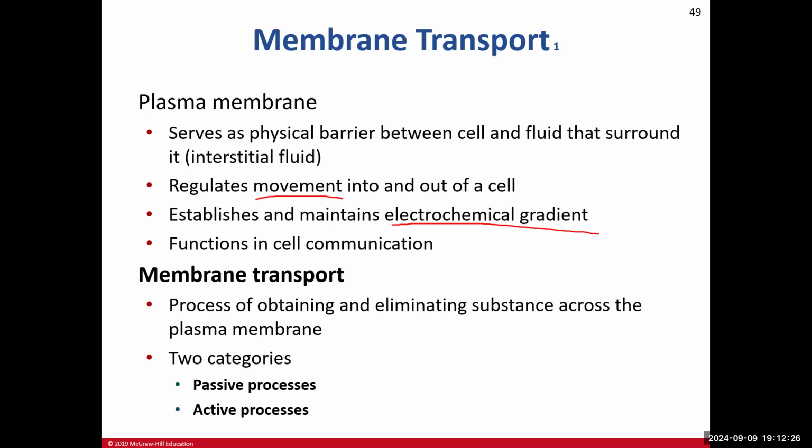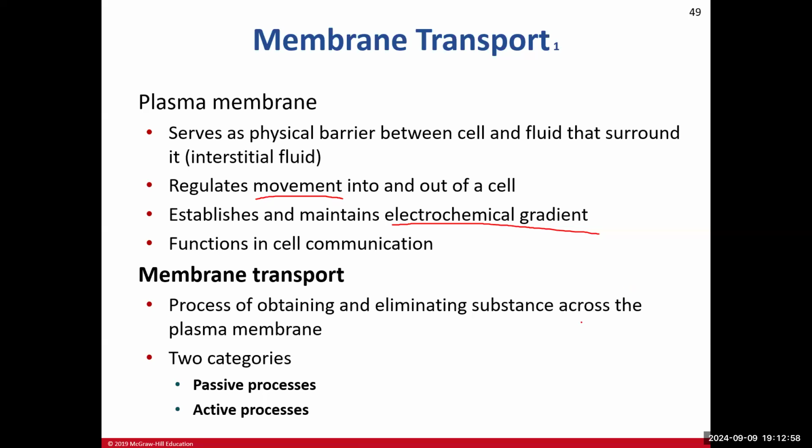We'll go into this in much more detail. But anyways, if we have more of a positive charge outside the cell, does that make the outside of the cell positive or negative? Take a guess. Yeah, right. So because the outside of the cell is more positive, by default, what does that make the inside of the cell? Negative. So this creates what we call an electrochemical gradient. More on that later on in the semester.